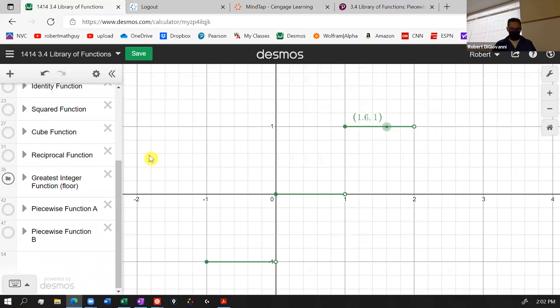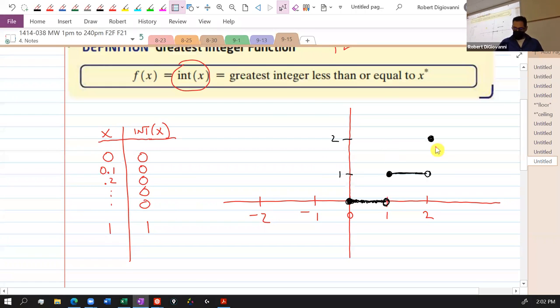Now, we talk about a separate topic. Everything I've shown you right now, when you do your homework, you're not going to see any of this. What you're going to see is this next part, which incorporates this idea, right? So we're now going to talk about the all-important piecewise functions. Piecewise functions.